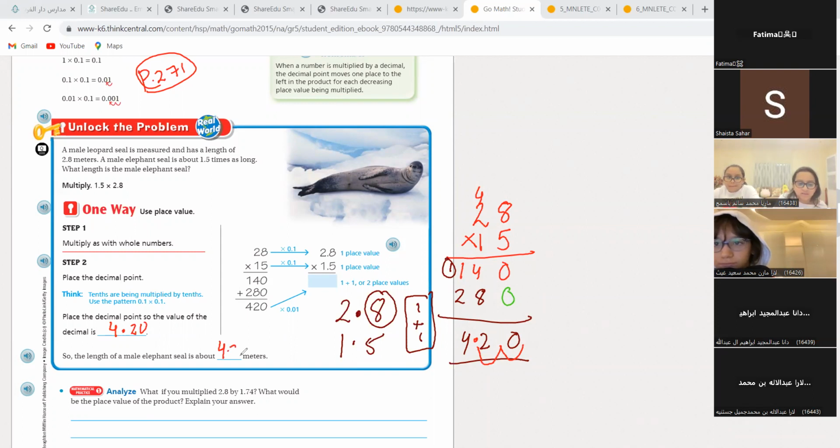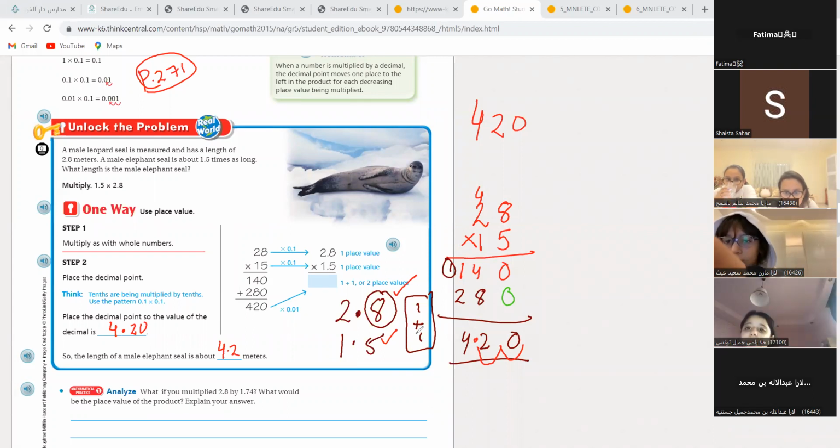4.20. Miss, I didn't understand. Okay, listen to me again. First, I multiplied. What did I get? I got 420, right? Now put the decimal. Look at this carefully. You check how many numbers are after the decimal. Here one number and here one number. Total, how many? Two. So I put my pen at the last, I count 1 and 2, and I put my point here.